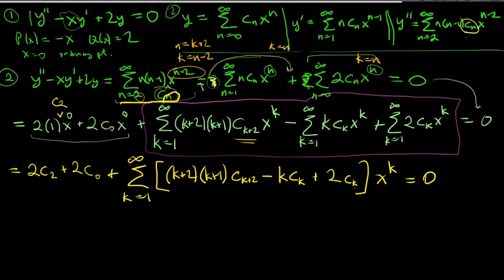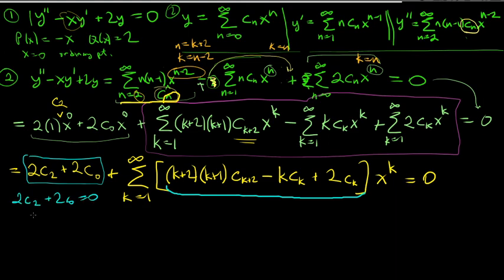So if all of this equals 0, what has to be true? Well, the coefficient of x to the k has to be 0. This has to equal 0. But this also has to equal 0. Everything has to be 0. So first, let's write the first two terms here. 2c2 plus 2c0, well, that's 0. And so 2c2 is negative 2c0. And if you divide by 2, you just get that c2 is negative c0.